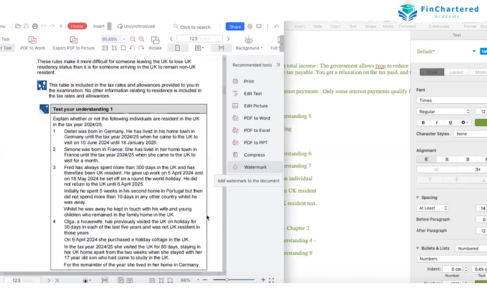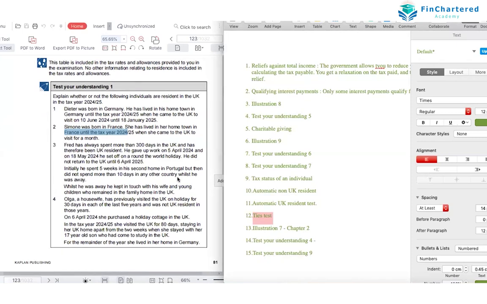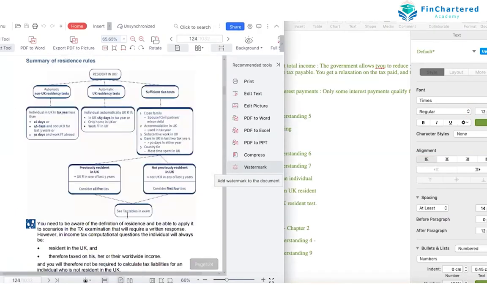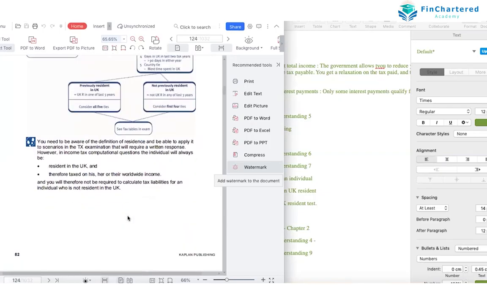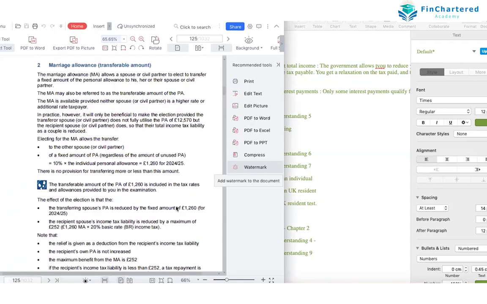Okay, and again, we looked at Simon's example, which was also there in the previous class. We did Dieter's example and Fred and Olga. Fred, I had done. Olga, I told you to do on your own, with which that topic on residency rules was over. Marriage allowance, I gave an analogy of data being shared with your friend once your friend's data is over. Sneha, any problems with marriage allowance? Hope you recollect.